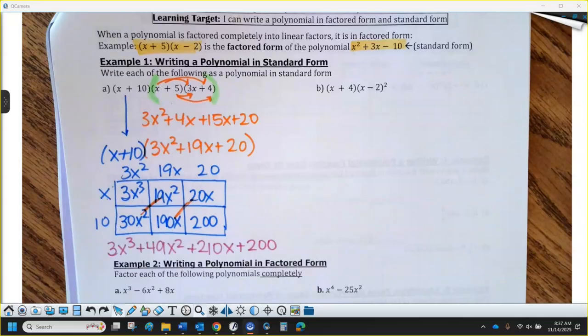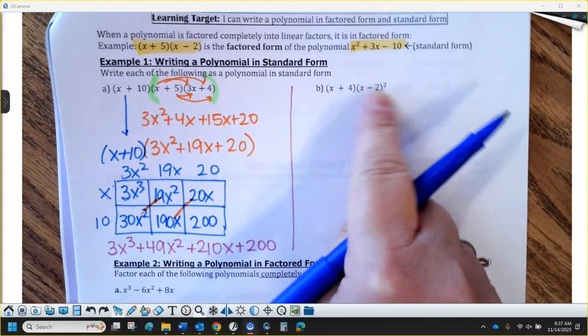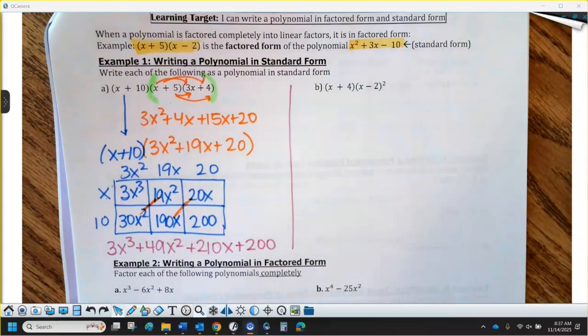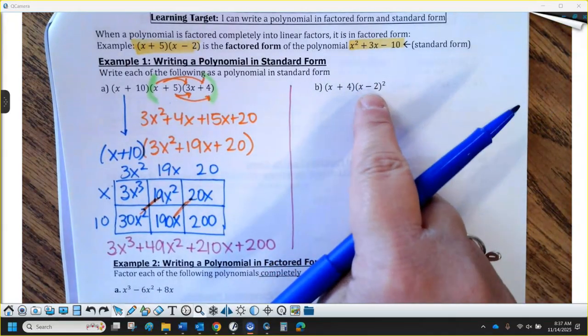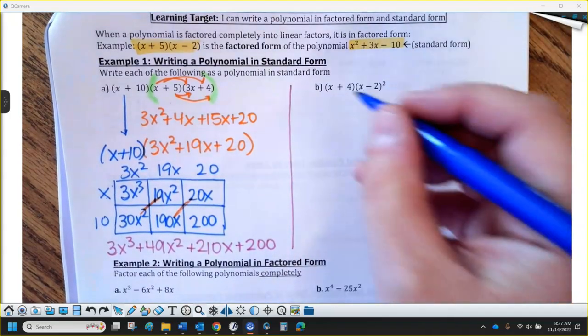Okay, I would argue to you this is probably a little bit harder than the one I'm going to do next to this, but the one I'm going to do next to this has a little thing I want to make sure I draw your attention to. So I have x plus 4 times x minus 2, and that's squared. Please don't forget, if something's squared, it's just being multiplied by itself. Do not distribute that exponent and write like x squared plus 4 or something like that, because you'll totally miss out on the middle term and screw that up.